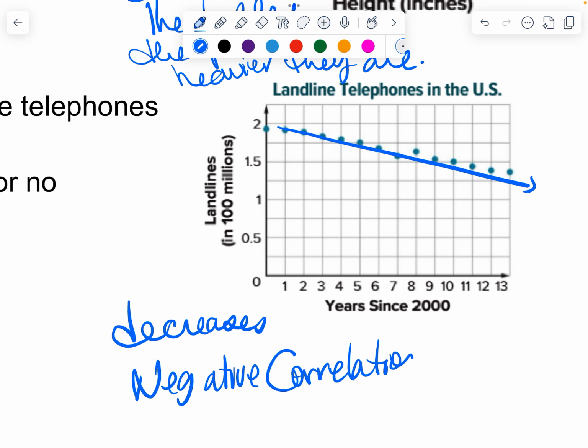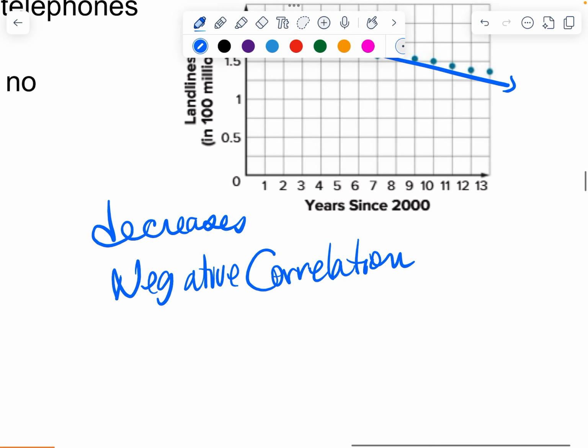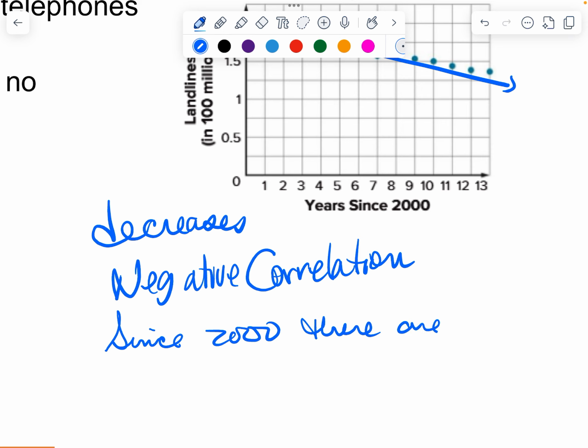correlation. What does it mean? It means since 2000, there are fewer people with landlines.